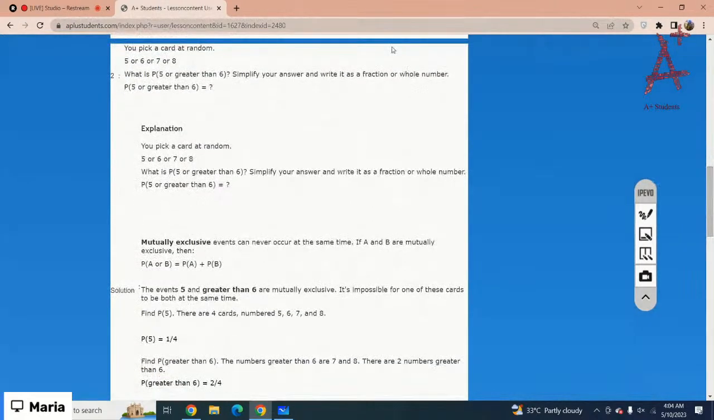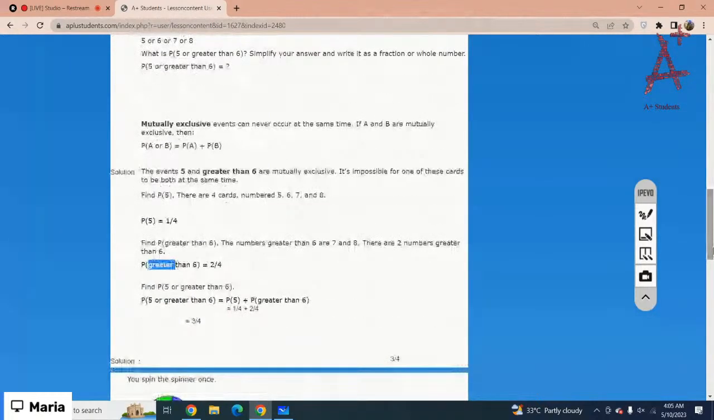Okay, the next one: you pick a card at random, 5 or 6 or 7 or 8. What is the probability of 5 or greater than 6? So you have 4 cards, 5, 6, 7, 8. The probability of 5 is one card out of the 4, so 1 over 4. Got it? Then greater than 6, you have two numbers, 7 or 8. So the probability of greater than 6 is 2 out of 4.